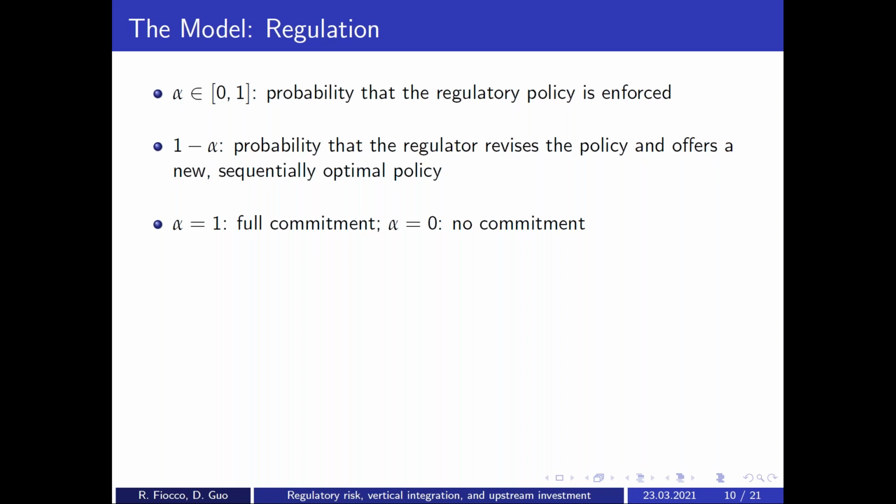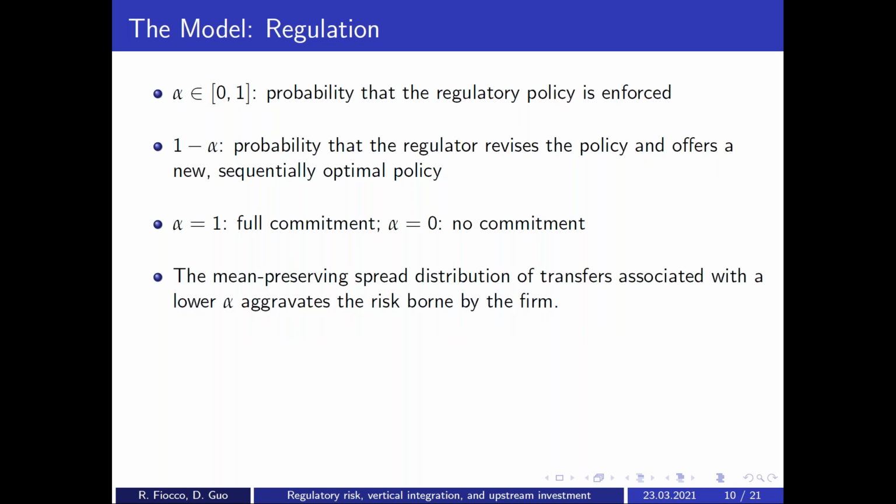Please notice that if the firm is risk neutral, then it will ask for the same expected transfer independent of alpha. It is indifferent to any degree of regulatory risk. However, a risk-averse firm will ask for a larger expected transfer when alpha is smaller, because the transfer is 0 with probability 1 minus alpha, so the transfer provided with probability alpha must increase when alpha becomes smaller in order to ensure a given expected value. This implies that for a given mean, the variance of transfer decreases with alpha. The mean-preserving spread distribution of transfers associated with a lower alpha aggravates the risk carried by the firm.